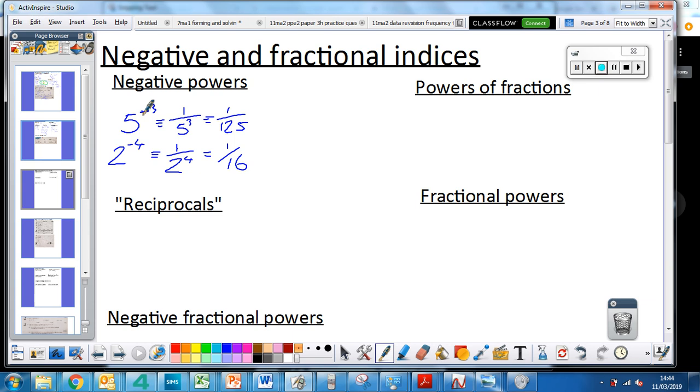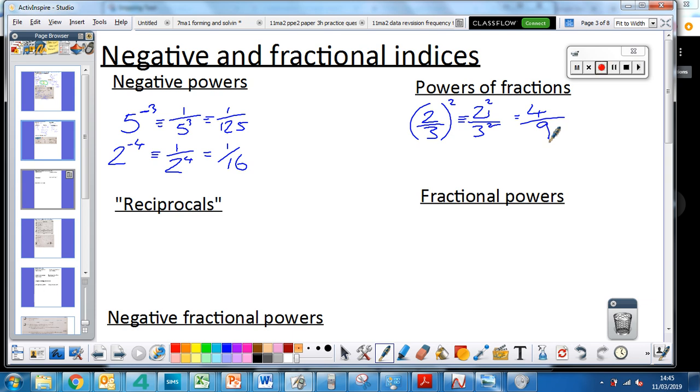Let's see how that works with fractions, where we look at powers of fractions. For example, if we do 2/3 and we square it, the most important thing to know here is that when you're squaring a fraction, you square the numerator and you square the denominator. So this is equivalent to 2 squared over 3 squared. That's therefore 4 over 9.